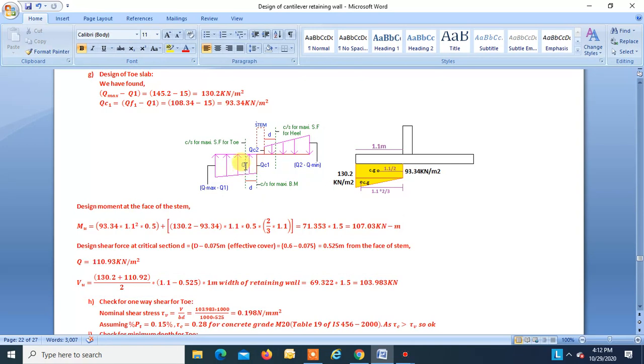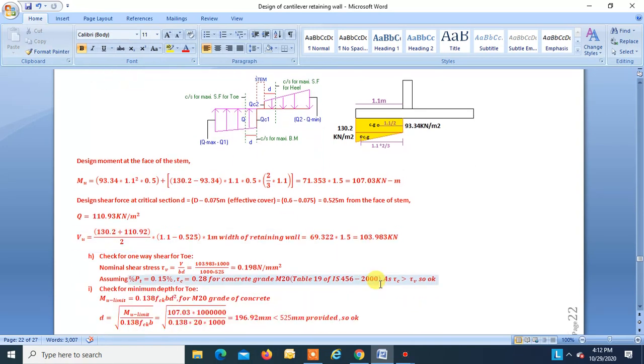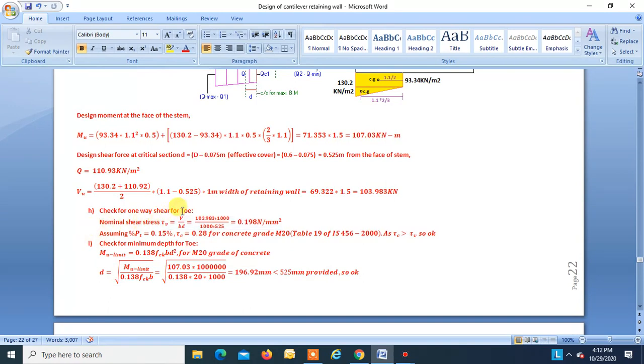Now we have to check for the one-way shear for this shear force. So find the nominal shear stress, V divided by BD. B is equal to 1 meter and D is equal to 525 mm, right? So this is equal to 0.198 Newton per mm square. Now we will be assuming PT equal to 0.15%. For M20 grade of concrete, using Table 19 of IS 456-2000, tau C is found to be 0.28. Now tau C is greater than tau V, so it is safe in one-way shear.